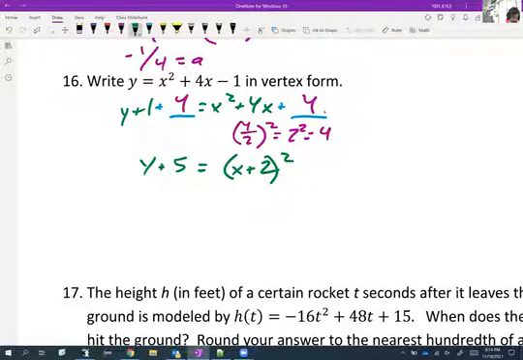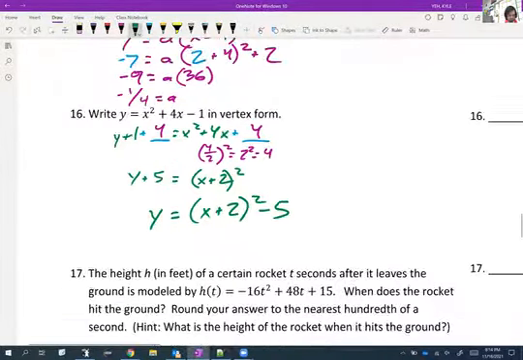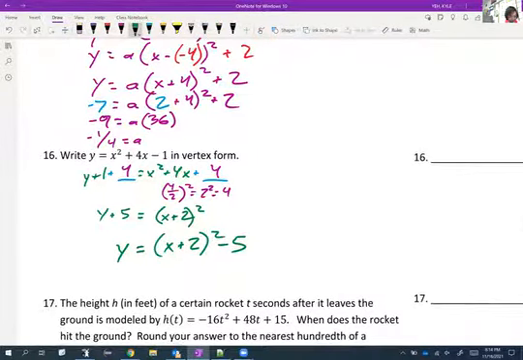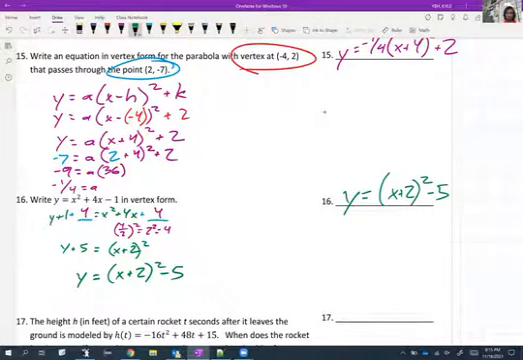And so it's basically in vertex form, we just need to subtract that 5 over. X plus 2 squared minus 5. If you're wondering what a is, it is there. It's that invisible 1 in front of the x plus 2 squared. So y equals 1 times x plus 2 squared minus 5 for our vertex form.